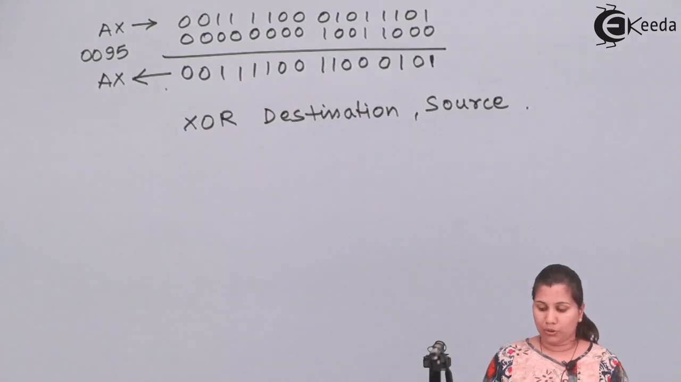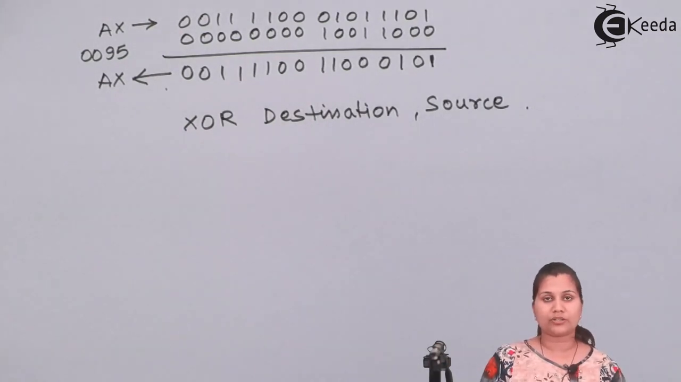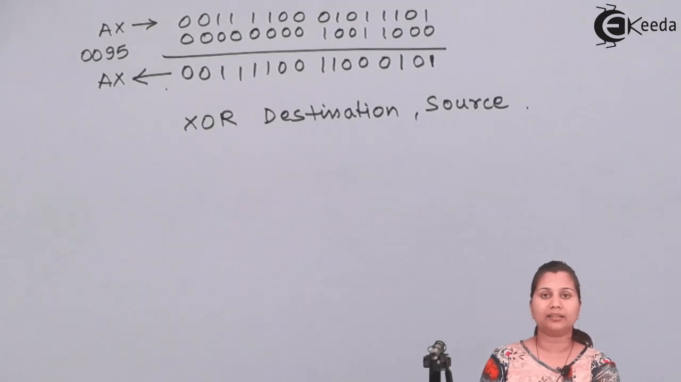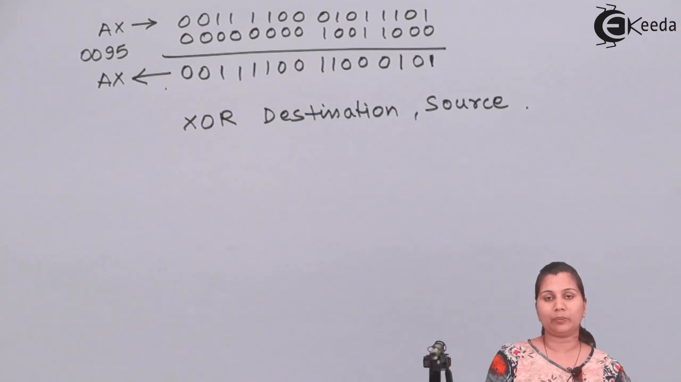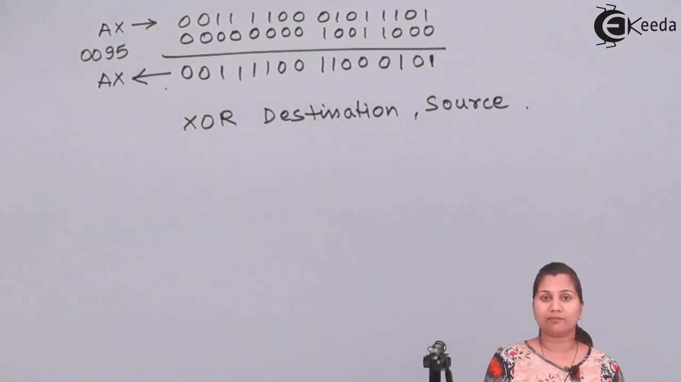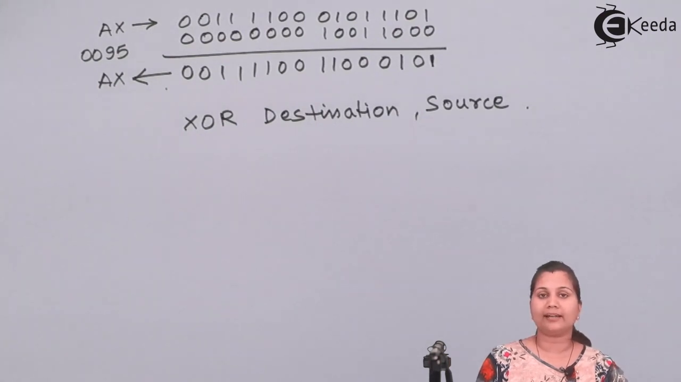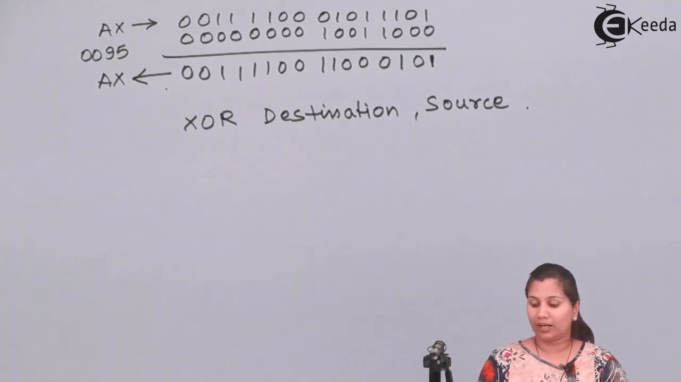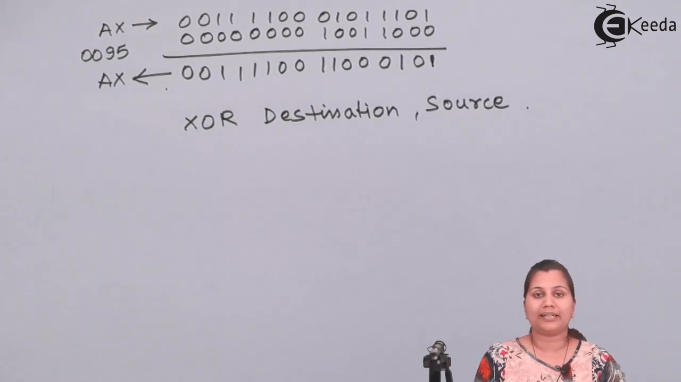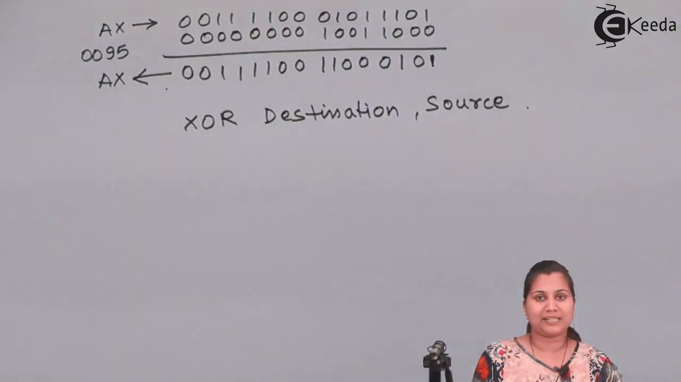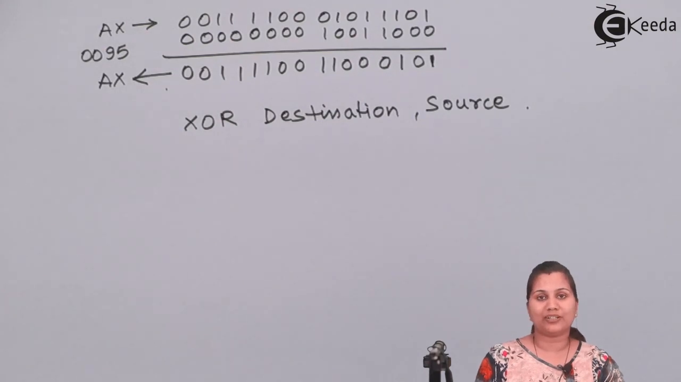So we have studied the logical instructions which are available in the 8086 microprocessor instruction set. We studied the arithmetic and logical instructions: in arithmetic we studied addition, subtraction, addition with carry, subtraction with borrow, increment, decrement, and compare. In logical we studied the logical AND, OR, XOR and NOT operations. So in this video we studied all the arithmetic and logical instructions which are available in the instruction set of the 8086 microprocessor. I hope that this topic is clear to you. Thank you.